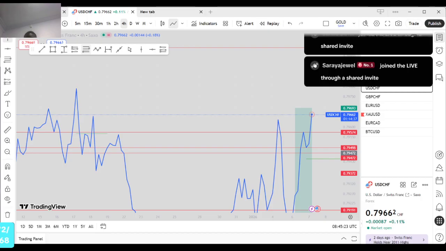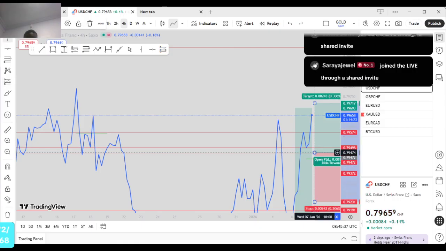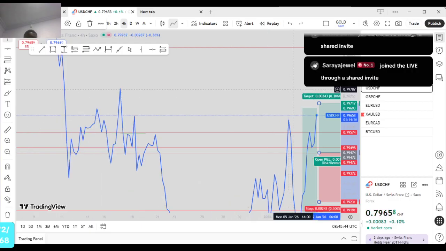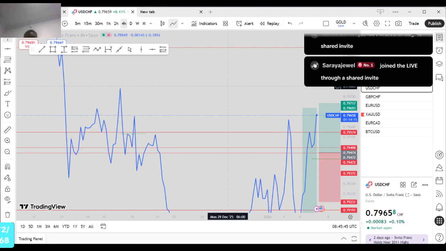So here is our long position. Right here, I'm going to place my entries from this level because it's the 1 hour time frame I'm using to take my entries and not the 4 hours. Are you understanding what I'm saying? If you are understanding, let me see a yes. If you are following, so now I'll take that and then let's adjust it.